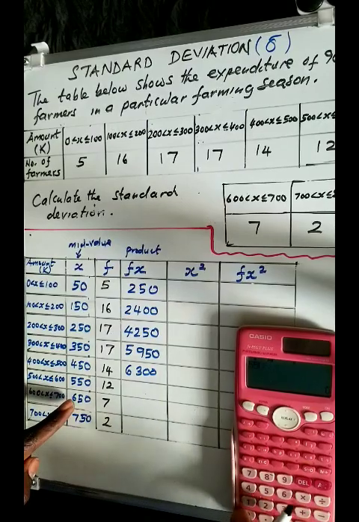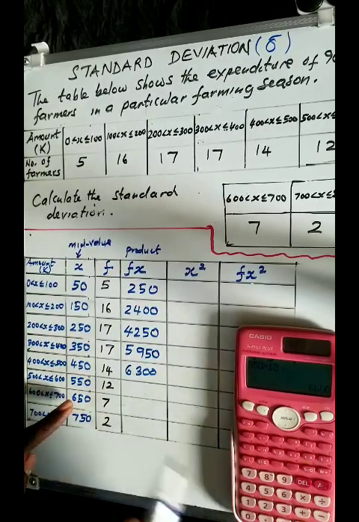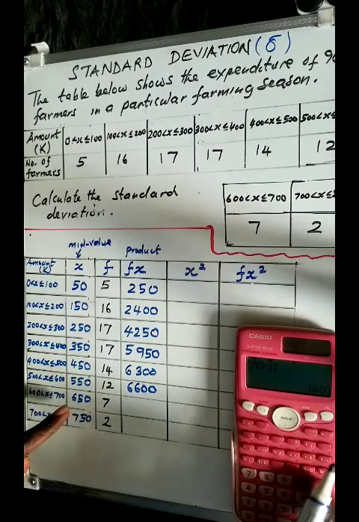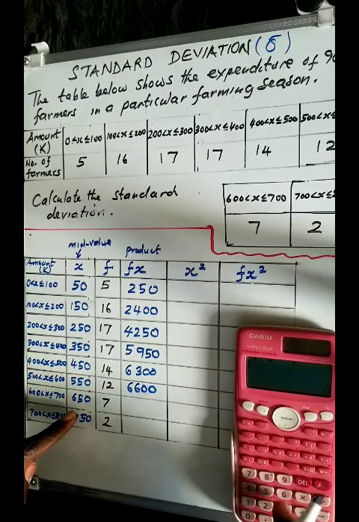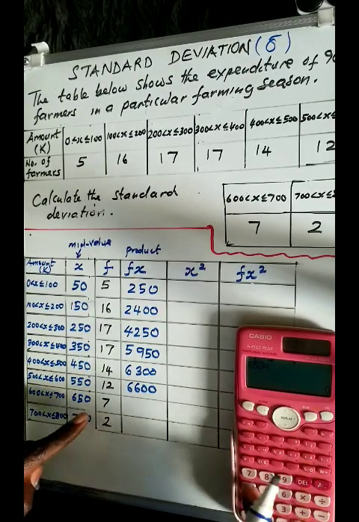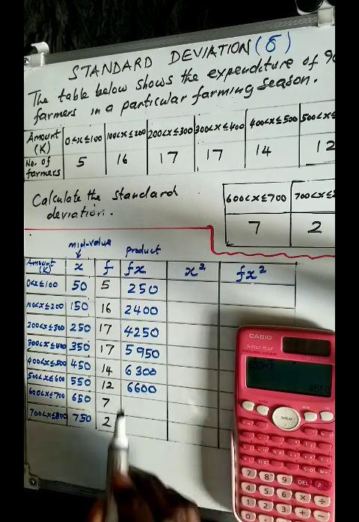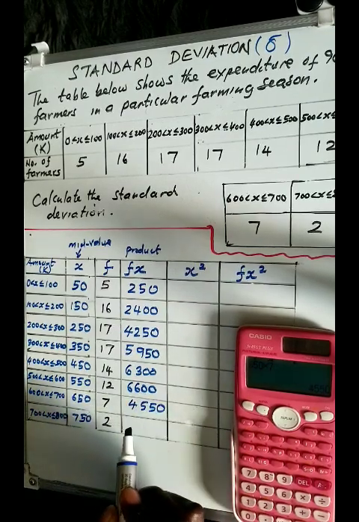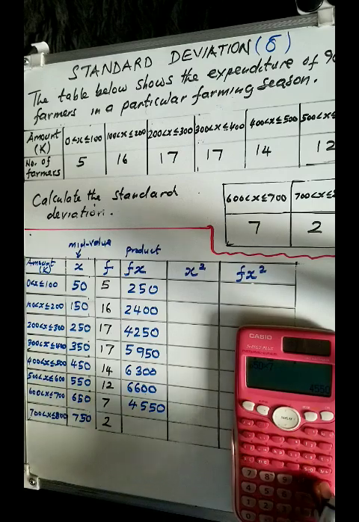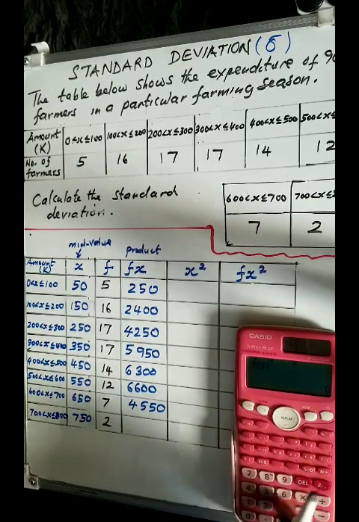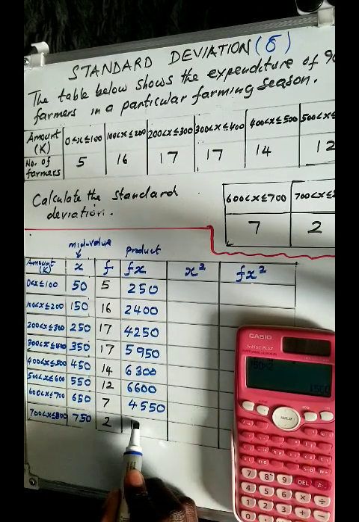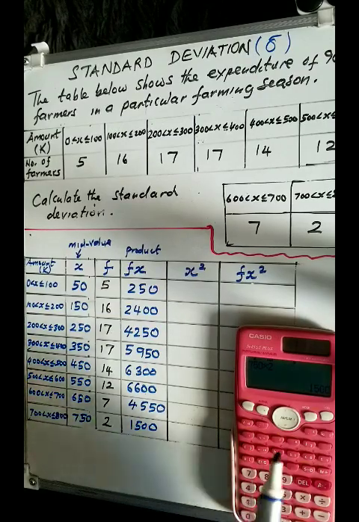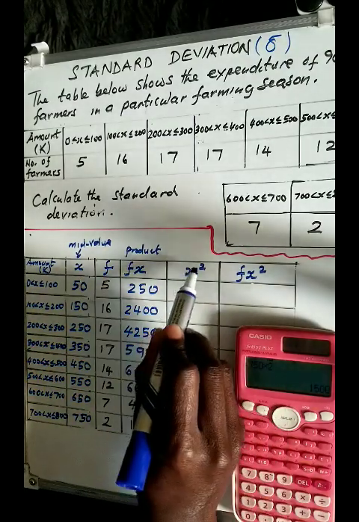Then you go to 550 times 12, which is going to give you 6,600. Then I go to 650 multiplied by 7. That is going to give me 4,550. Then the last one, 750 multiplied by 2, is going to give me 1,500. All right.